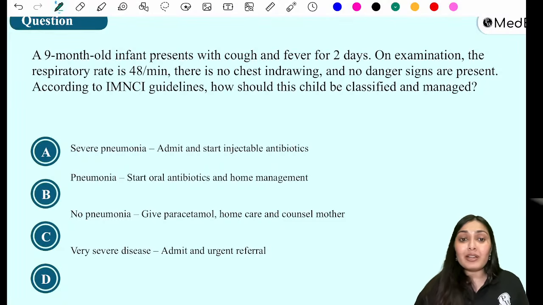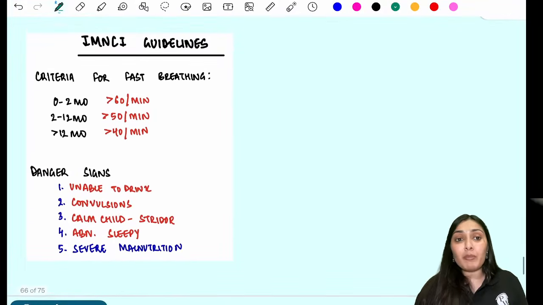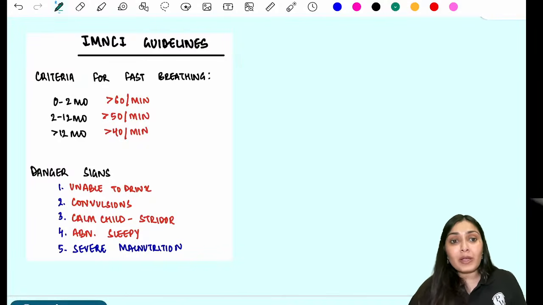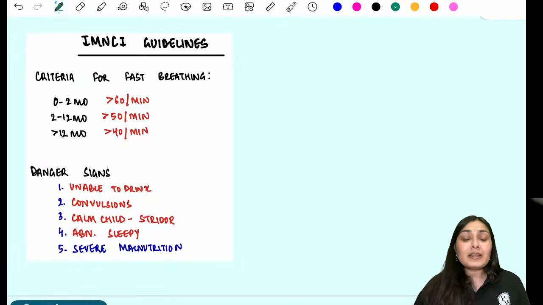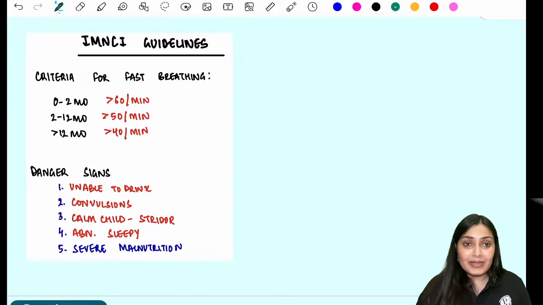So before we learn and revise IMNCI guidelines, we should know the criteria for fast breathing. Remember, in the first 2 months, more than 60 per minute, 2 to 12 months, more than 50, after 12 months, 40. So 60, 50, 40: less than 2 months, 2 months to 1 year, after 1 year. This is the criteria for fast breathing. And what are the danger signs? If the child is unable to drink water, if the child has convulsions, if it is a calm child with stridor, if it is an abnormally sleepy child, if the child has severe malnutrition, all of these are danger signs, right?